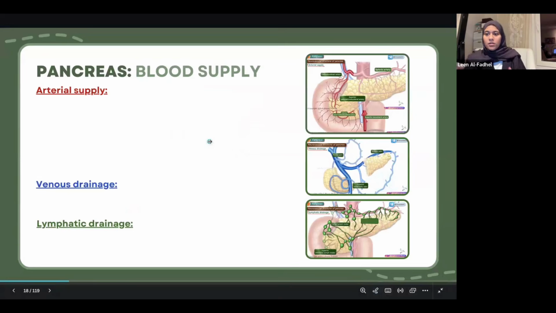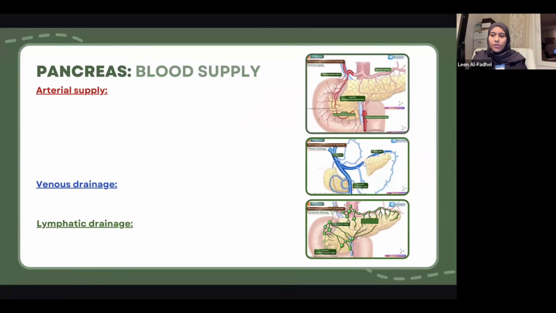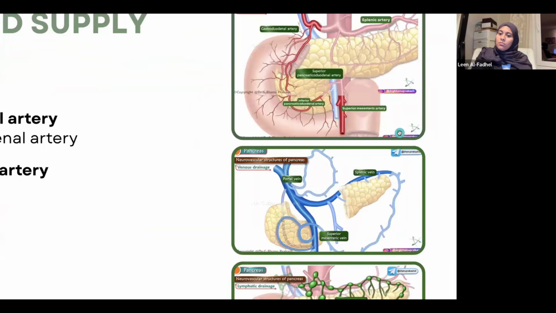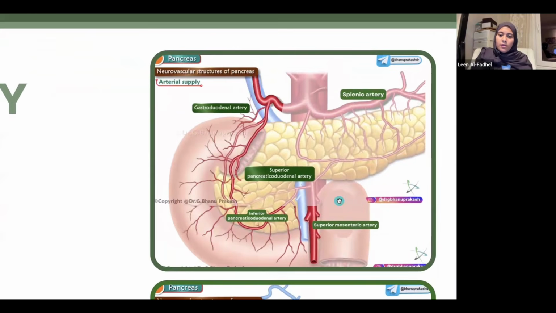All right, so now that we're done with the pancreas anatomically, let's discuss the blood supply. Now, there are three vessels here: the splenic artery, the superior pancreaticoduodenal artery, and the inferior pancreaticoduodenal artery. Three blood vessels. However, I want to show you them on this schematic.